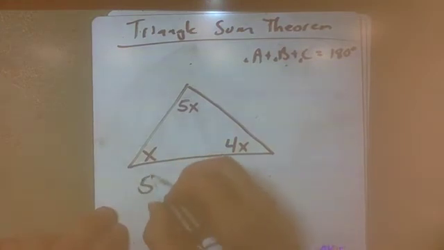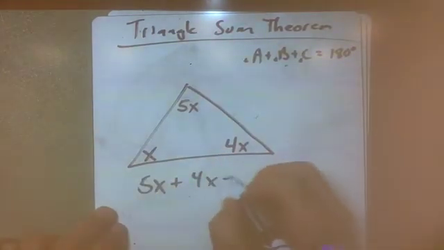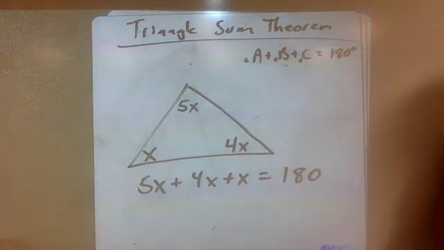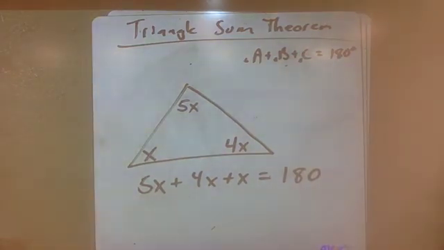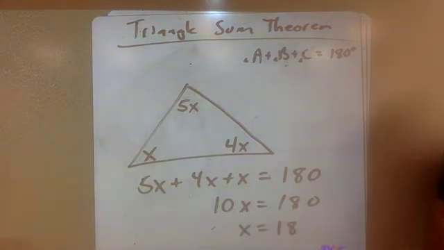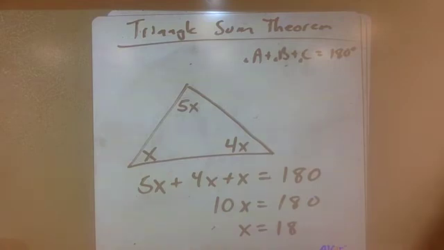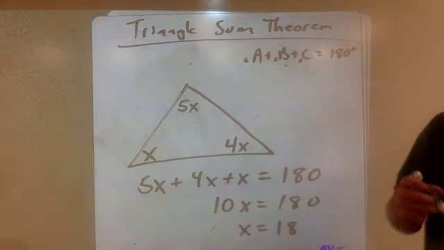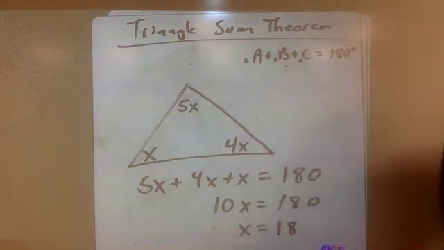So you do 5x plus 4x plus x. All 3 of those angles are always going to add up to 180 degrees. Now you can solve for x. Combine your like terms. We have 4, 5, and 1. We have 10 x's is equal to 180. Therefore, x is equal to 18. 180 divided by 10. We just did it. X is 18. So that's how you would do that.